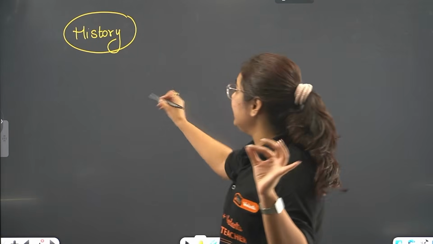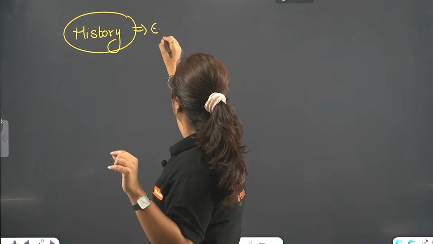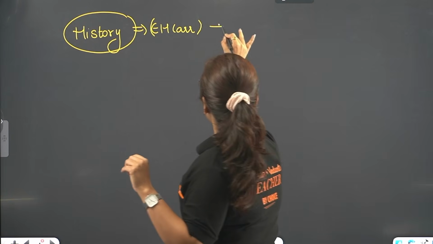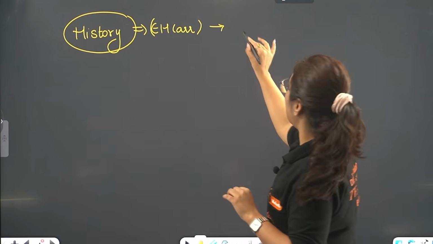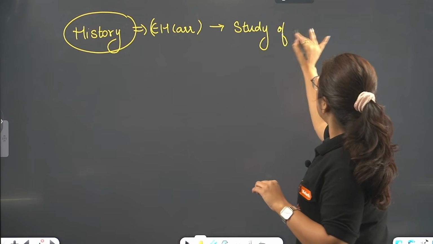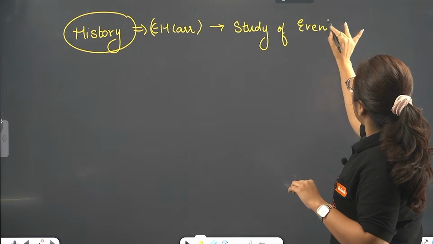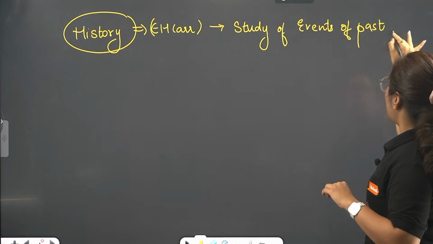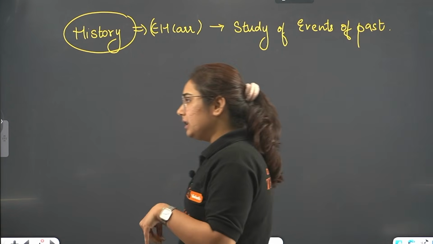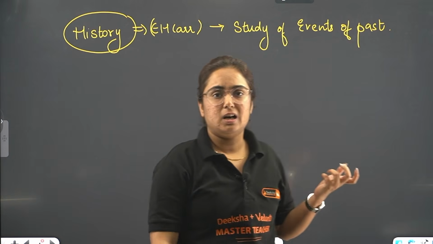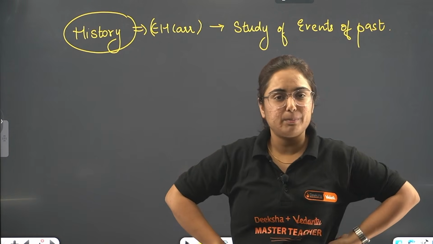So according to E.H. Carr, a great famous historian, what is history beta? History is the study of, pay attention, history is the study of events of the past. If I ask you a question that, do you remember that 2 years back early in the morning you woke up and drank a glass of milk? Will you remember that? No.